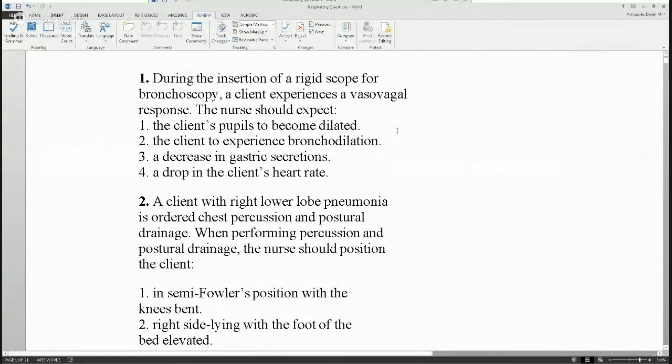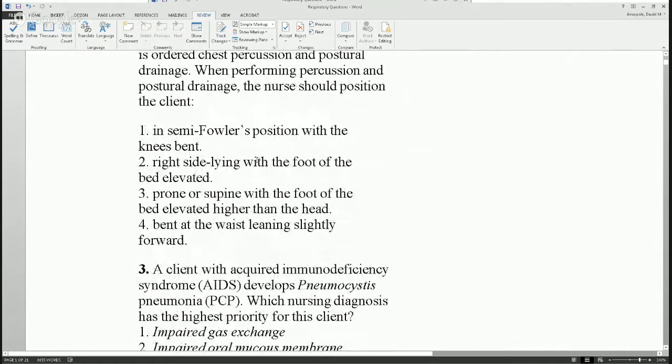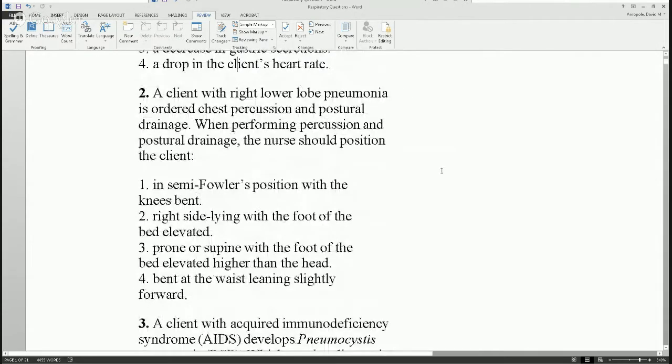During the insertion of a rigid scope for bronchoscopy, a client experiences a vasovagal response. The nurse should expect what? Vagal response would be a drop in the client's heart rate. Yes. Vasovagal may be caused by stimulating the pharynx, which in turn may cause stimulation of the vagus nerve. All right, Christy. That was a nice, easy one to start us off with.